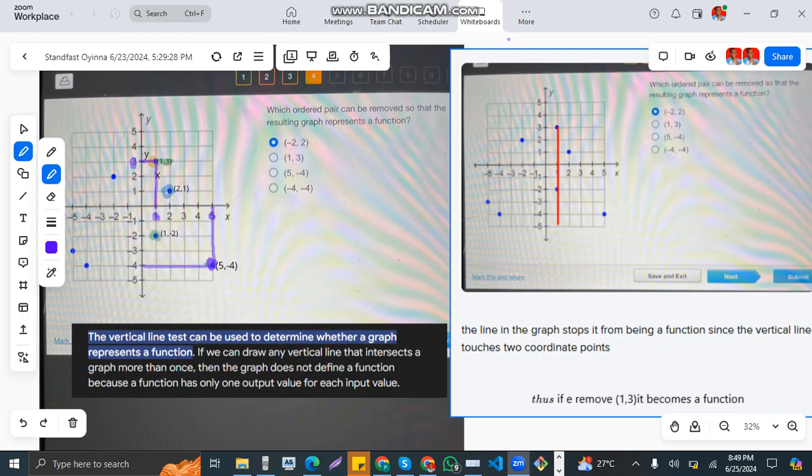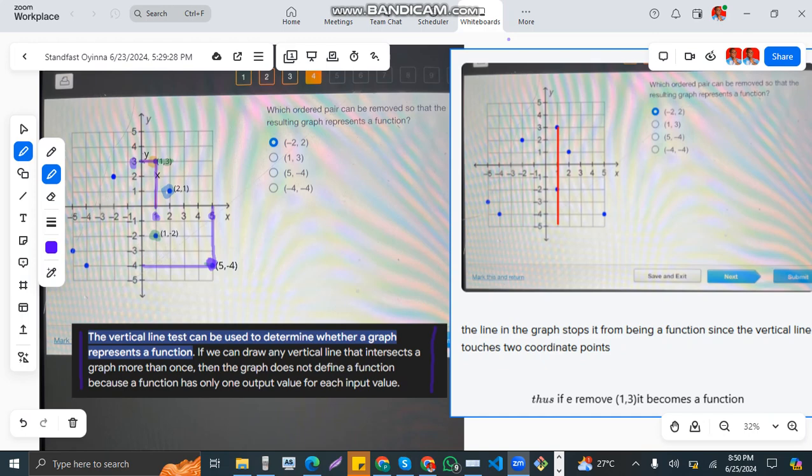Alright, now let's go down to this part. I'm going to just draw a line on. So here, this is the idea that's going to help us solve this question, because they're asking us what points or ordered pair should we remove from this graph so that we make the graph a function.